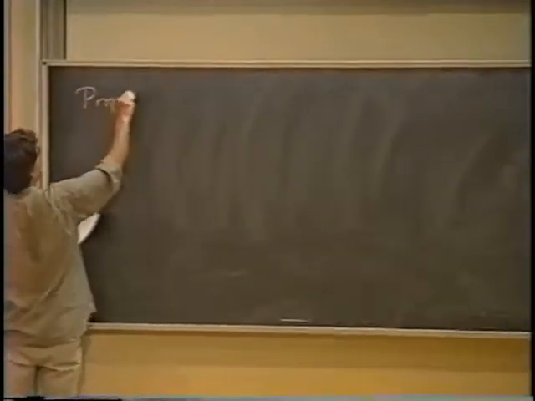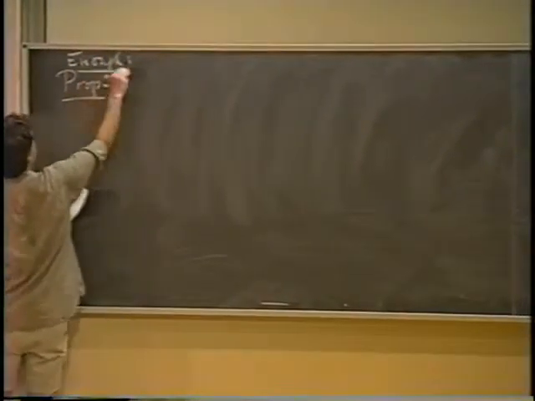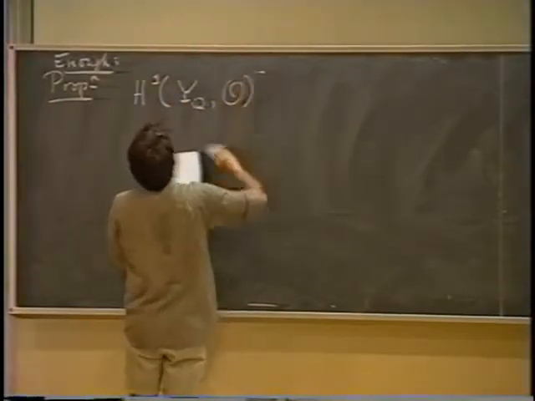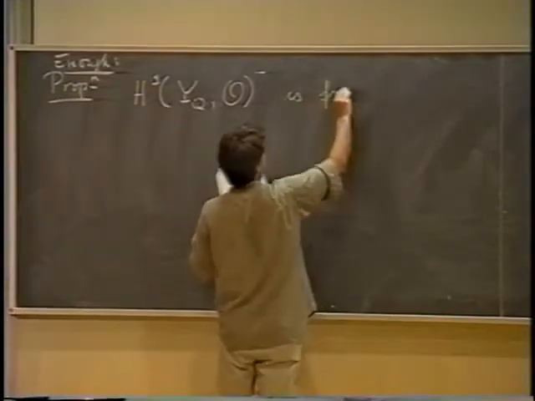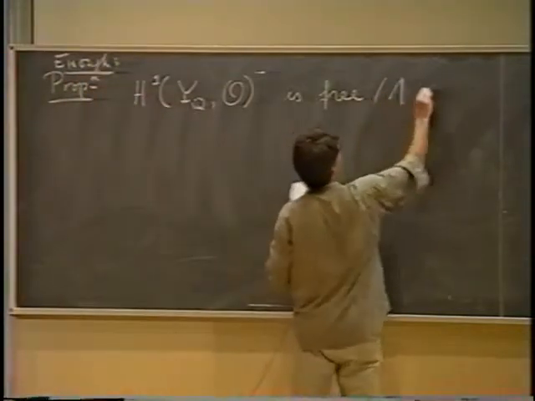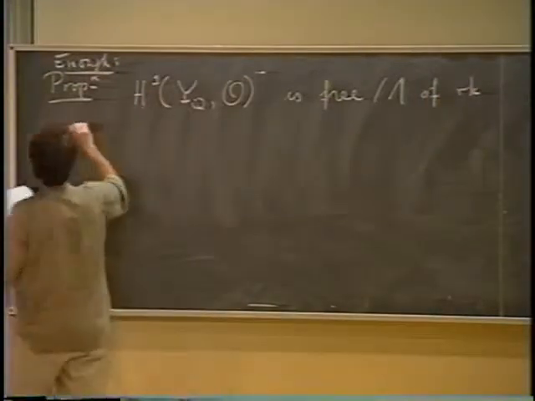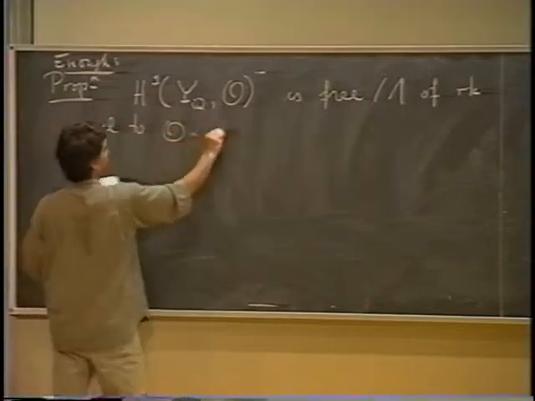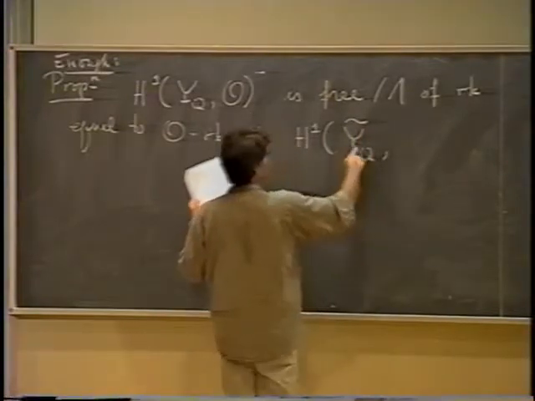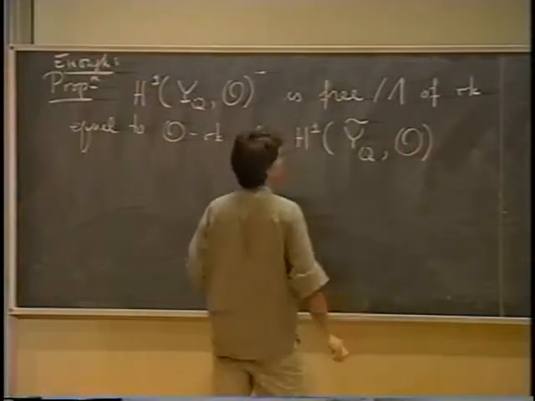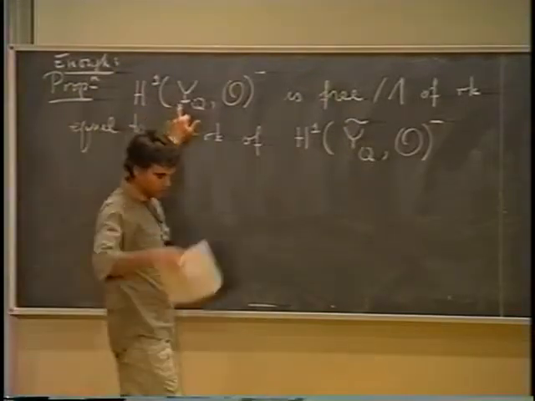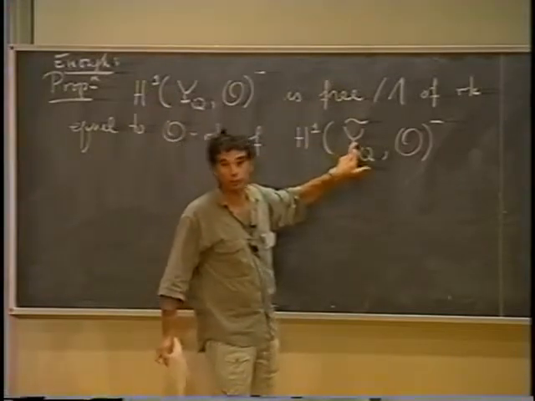So it's enough to prove the following proposition, that H1 of YQ, O, minus, is free. And here, in fact, I do not localize. For the minus space, it's true even before localizing, it is free over lambda of rank equal to the O rank of H1. It's the same thing, but with the modular curve X, Y0, X0. Okay, so this is with the delta Q Nebentypus, and this is a gamma naught situation.